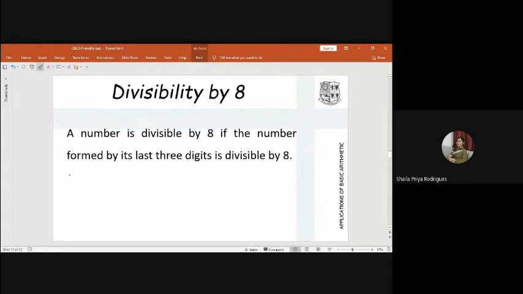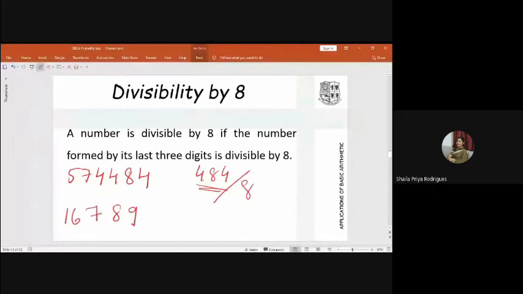Take down examples. Check if 574484 is divisible by 8. To check if this one is divisible by 8, check if 484 as a number is divisible by 8. Divide this number by 8 and check if the remainder is 0 or not. If the remainder is 0, then it's divisible; here it's not. One more: 16789352. Check if 352 as a number is divisible by 8. Can I go to the next slide?